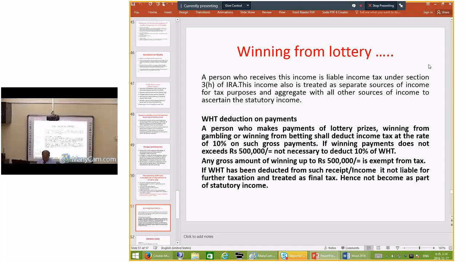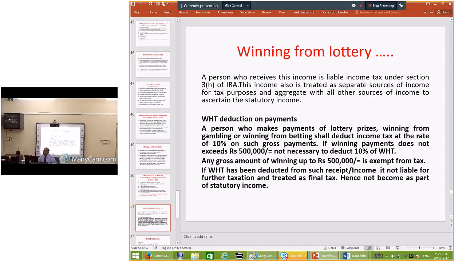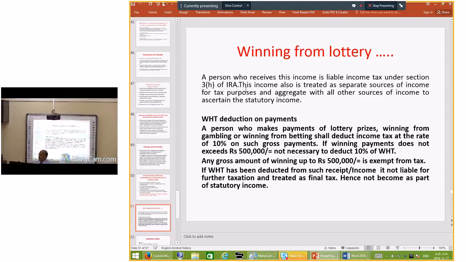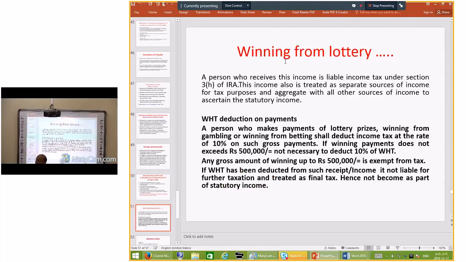Not the 3G, 3F, under the 3F, here we have to change this one. A person who has income tax liability, sorry. Now here is the other source. Now we know, we have discussed some decided cases till now. Now we discuss other sources of income.